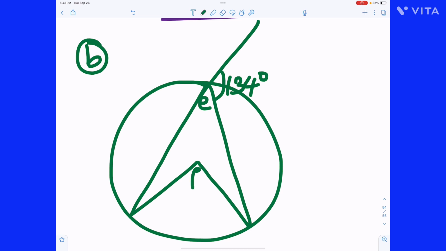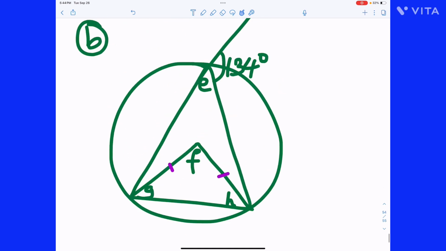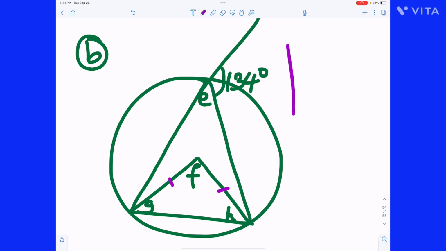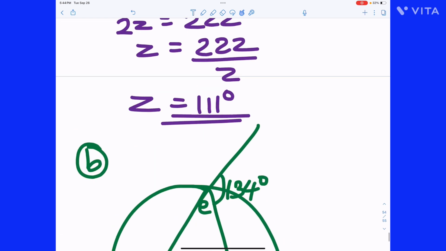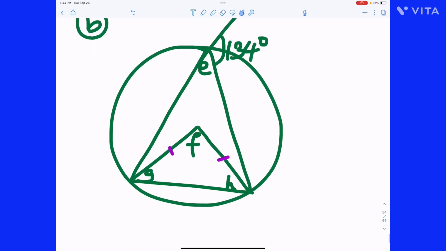E, F, G, H, E is 134. This is simple because we know that this is a radius, this is a radius. So G will be equal to H. I think I will start from E. If you look at the diagram well, sorry I didn't leave enough space here. You should leave at least 4 lines before you start drawing. You can see it has spilled back into my previous question. That's not the best.